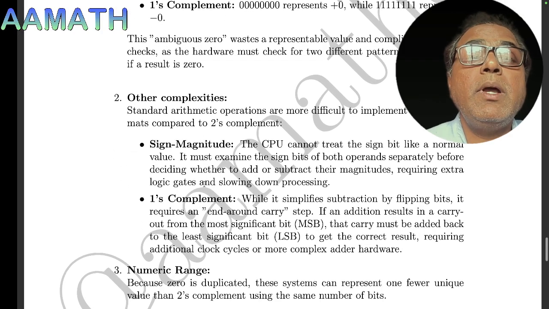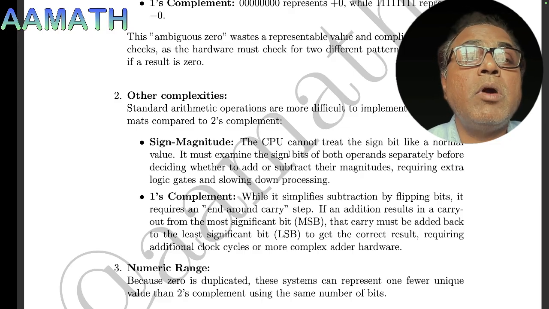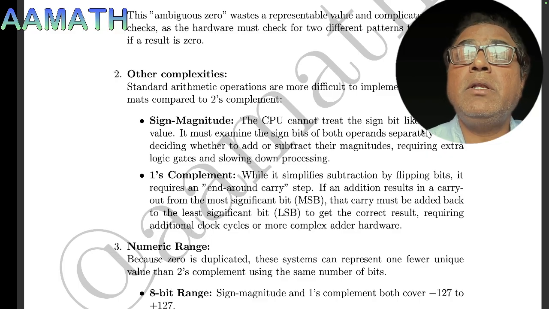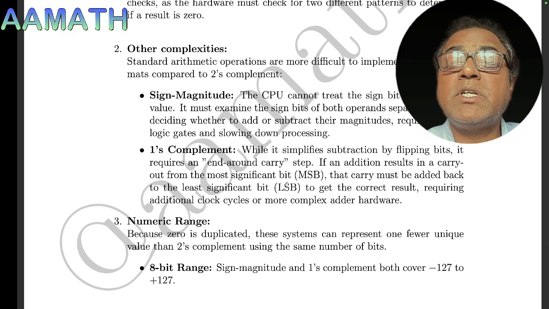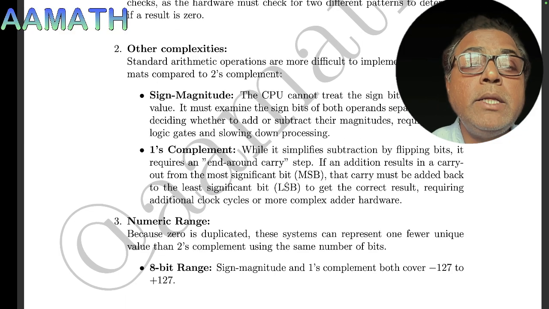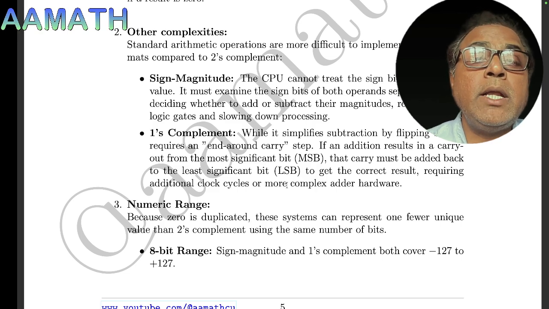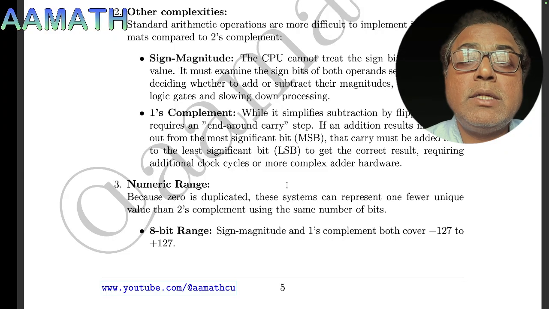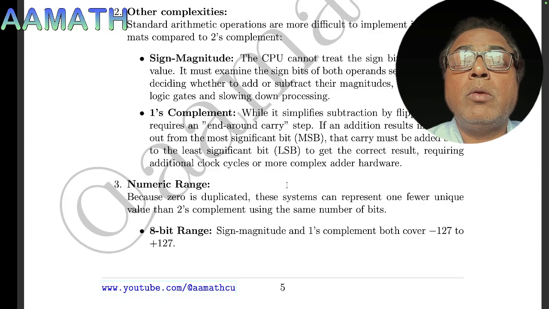And the other complexities: standard arithmetic operations are more difficult to implement in these formats compared to 2's complement. In sign magnitude, the CPU cannot treat the sign bit like a normal value. And for 1's complement, while it simplifies subtraction by flipping bits, that is, 0 to 1 and 1 to 0, if an addition results in a carryout from the most significant bit, that carry must be added back to the least significant bit to get the correct result, requiring additional clock cycles or more complex adder hardware.